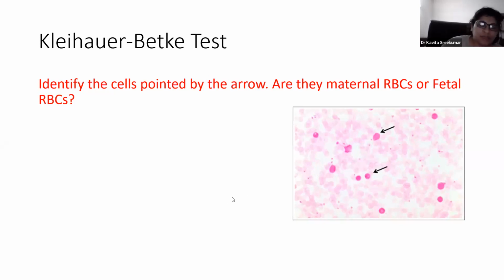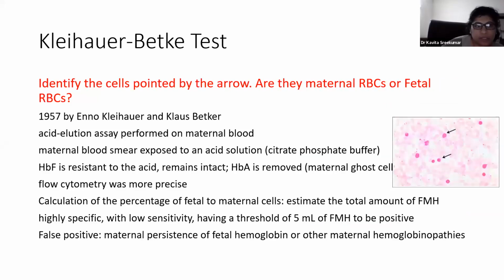Right. So it's the same principle as the APT test, right? Fetal hemoglobin resists denaturation. The only difference is in the APT test, you use an alkali. In Kleihauer-Betke, you use an acid. Okay. So this was discovered by scientists almost in 1957. It's an acid elution which is performed on a maternal blood smear, and then you put an acid solution like a citrate phosphate buffer, and then hemoglobin F is resistant to acid and remains intact, whereas hemoglobin A is removed, extruded. So the maternal cells appear like ghost cells.